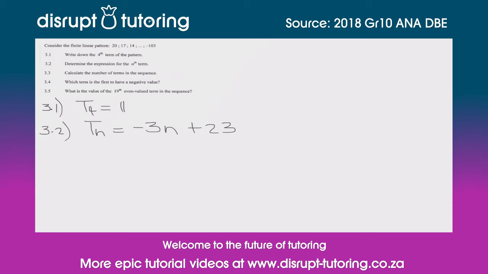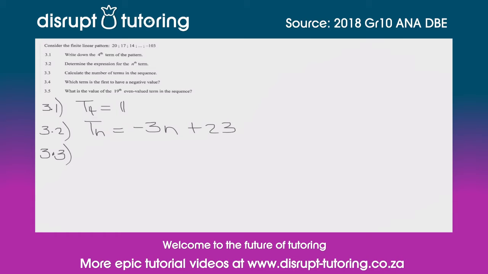Now let's test it. Let's look at the third term, and we put 3 over there, and that's going to give us negative 3 times 3, which is negative 9, plus 23, and that's going to give us the 14. So that's a nice way to check our answer, and it looks like we're on the right track. Right, so let's move on to 3.3.